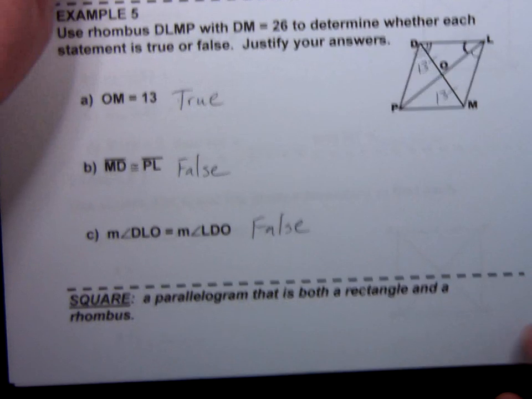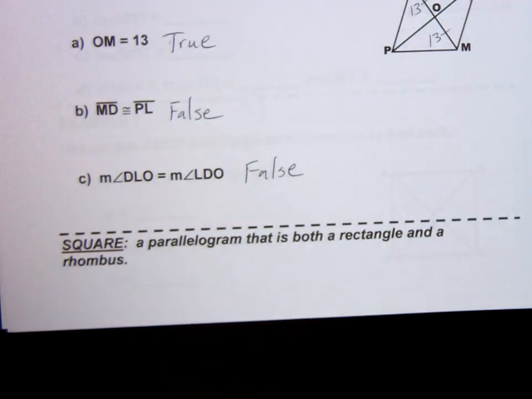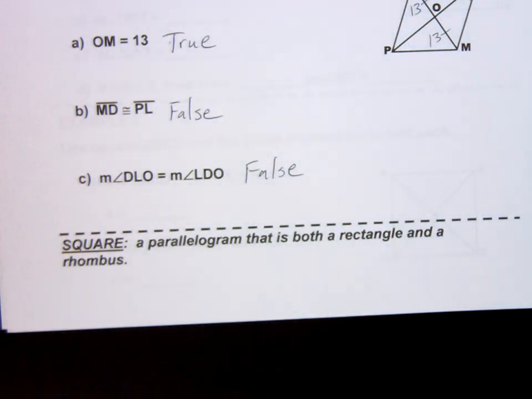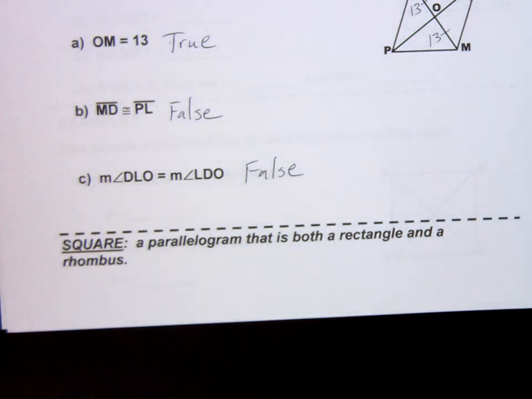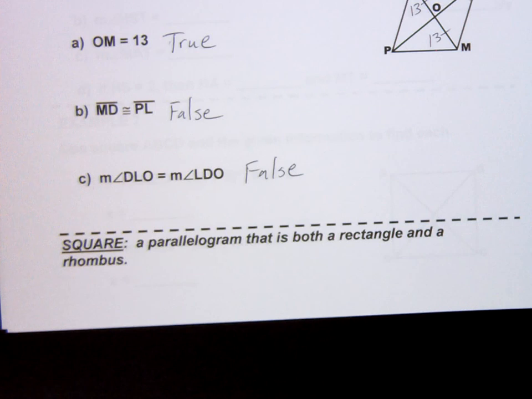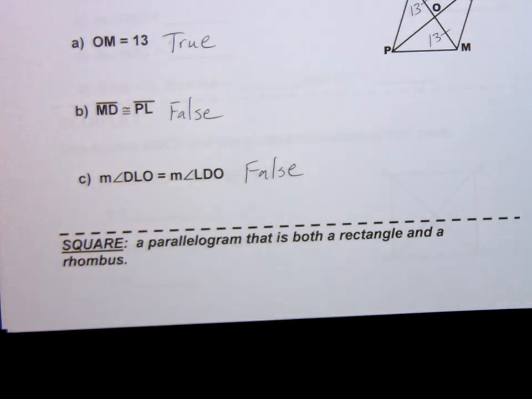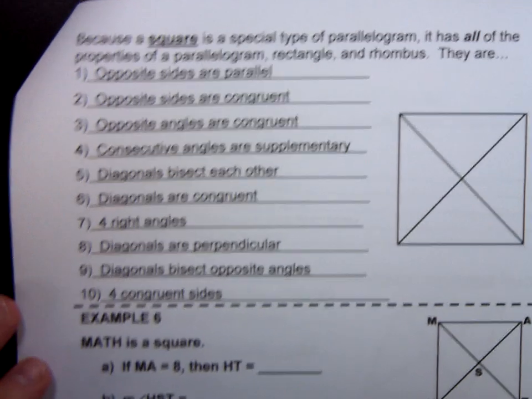Alright, so let's talk about a square. A square is a parallelogram that is both a rectangle and a rhombus. So we've talked about polygons, quadrilaterals, parallelograms, rectangles, and rhombi. And a square falls under all of these categories. So everything that we've learned about all of these things applies to a square. So we've got quite a few things that we know are always true. It's very consistent with a lot of things that are the same.